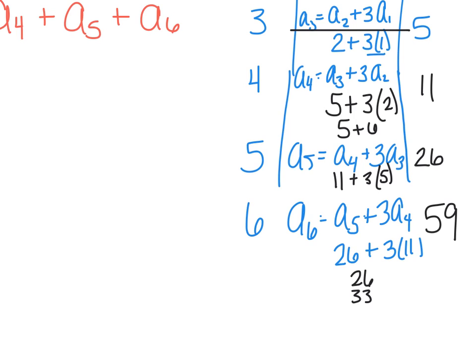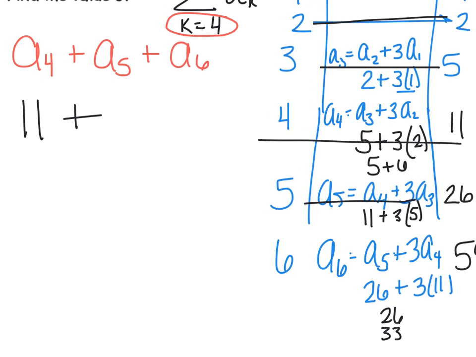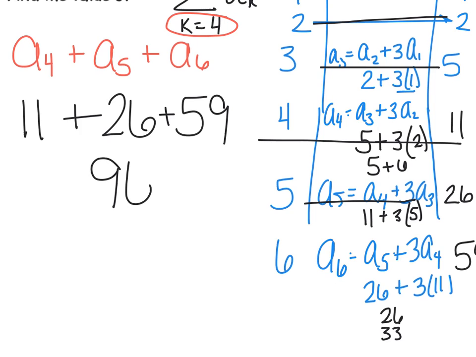So now that I know what those terms are, I just need to add a sub 4 plus a sub 5 plus a sub 6. So a sub 4, if I look back, is 11, plus a sub 5 is 26, plus a sub 6, we just said, is 59. And if I add those together, I believe I get a total of 96. Okay, so again, we just used summation notation in a recursive definition. So we're just putting two things together.